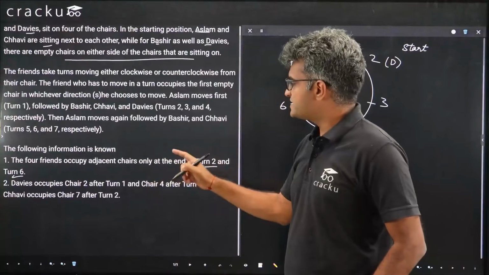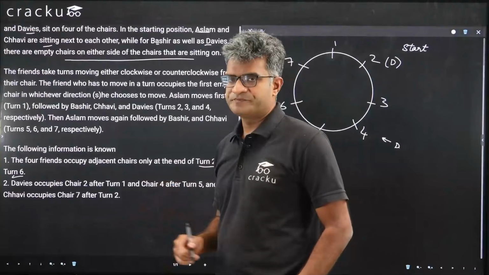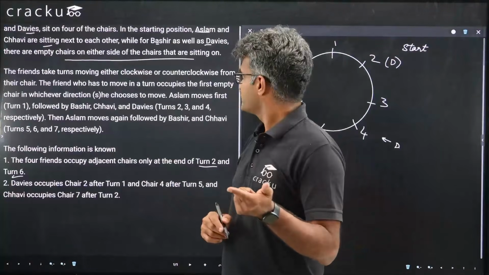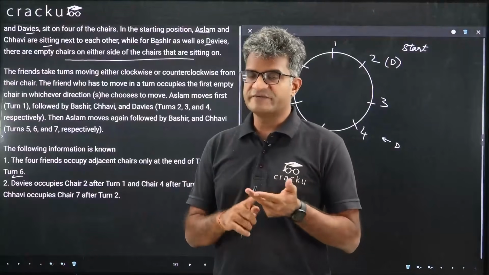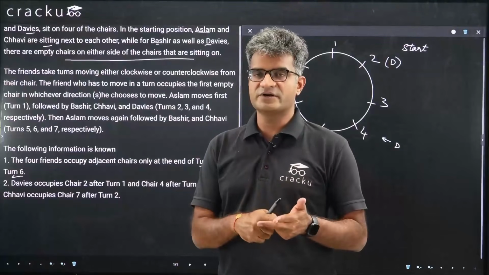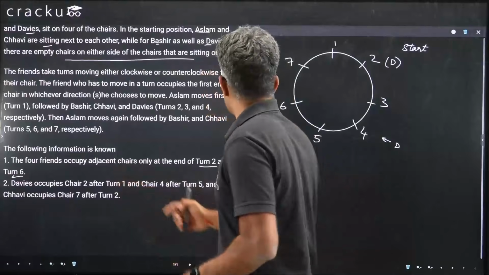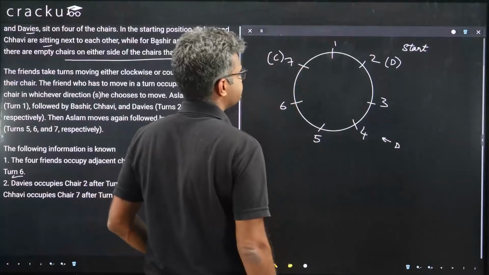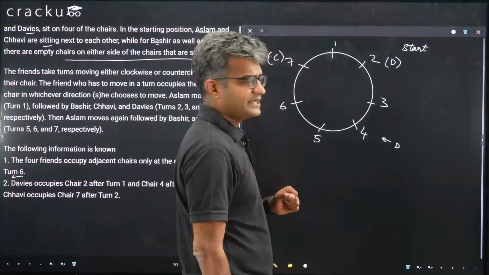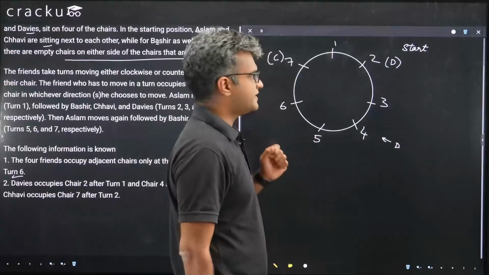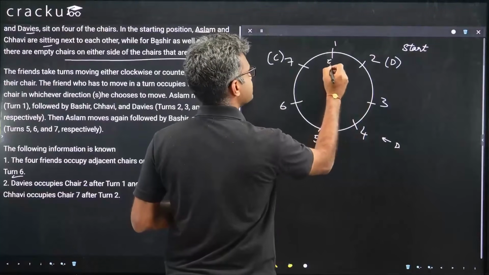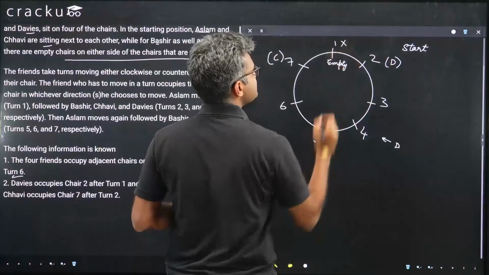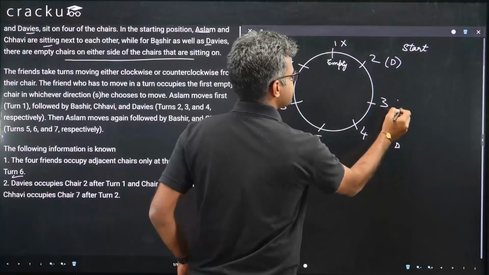And C occupies chair 7 after turn 2. Turn 1, A moves. Turn 2, B moves. So C doesn't move either in turn 1 or turn 2. So this would imply that C was sitting in chair 7 at the start. What do we know about D? Both the chairs which are next to D were empty. So this is empty. Empty chairs, let me denote by X, and even 3 is X. This also is empty.